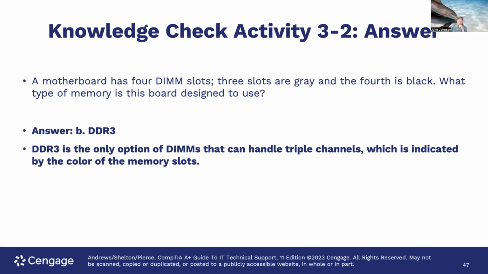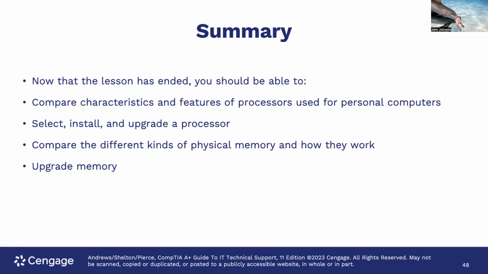So summary: now that the lesson is ended, you should be able to compare the characteristics and the features of processors used for personal computers. You can select, install, and upgrade a processor, compare the different kinds of physical memory and how they work, and upgrade your memory. Memory, again, is the easiest one. The main thing is that you need to make sure that you're using the right types of memory. You're always going to want to consult the documentation for your specific motherboard or manufacturer of laptop. But installing is a breeze. Once you know how much memory you need in there and how much you have to pair up, it's easy to install.